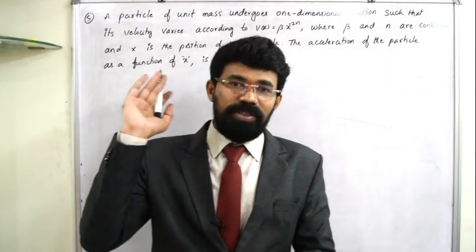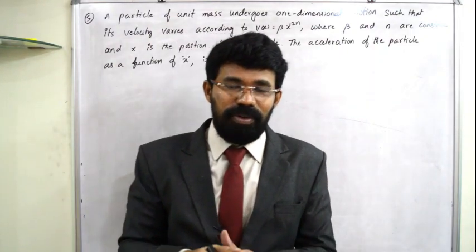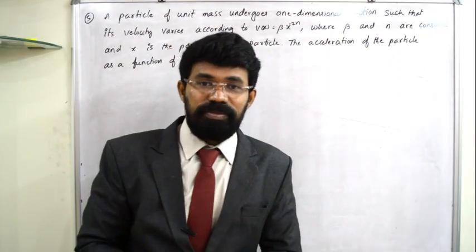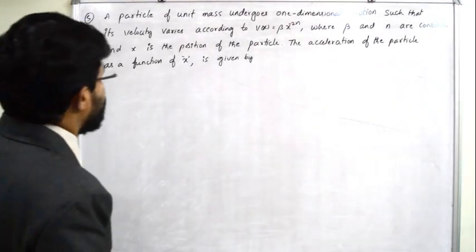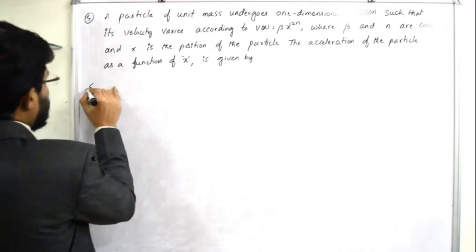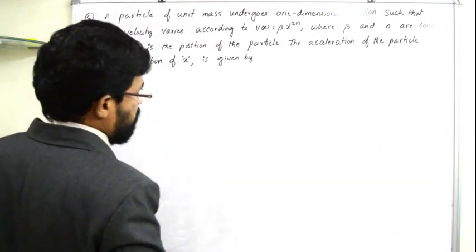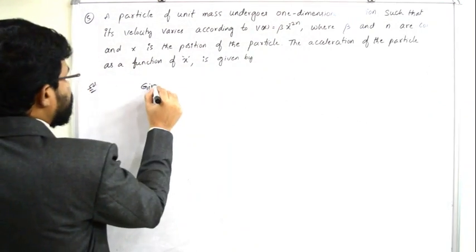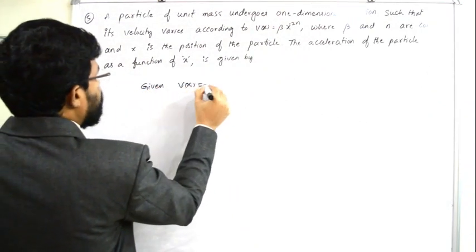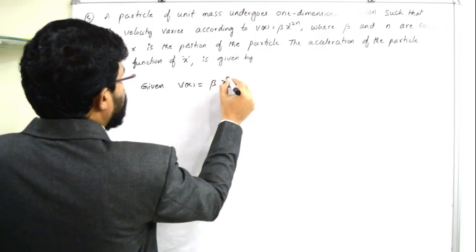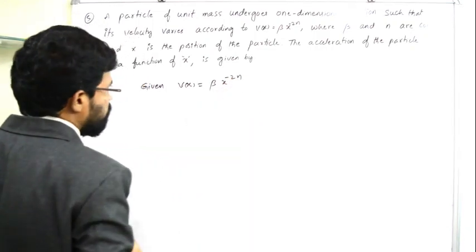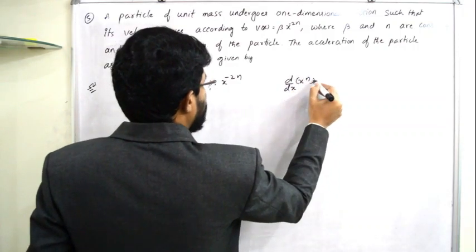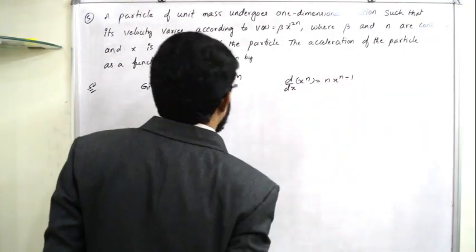So here velocity is given as a function of x, and we have to find out acceleration as a function of x. This is also one of the questions from a previous medical entrance examination. Okay, let us try to write the expression for acceleration in terms of x. Given that v of x equals beta into x power minus 2n. I am going to make use of this formula: d by dx of x power n is equal to n into x power n minus 1.